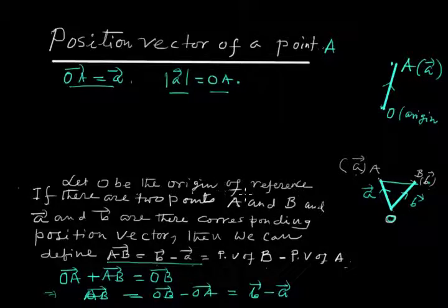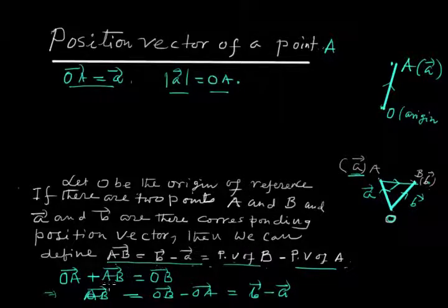Now let O be the origin. Here we are taking two points A and B, and their corresponding position vectors are A and B. Now, by using vectors A and B, we want to find the vector AB. We write that vector AB is equal to B minus A, that is, the position vector of B minus the position vector of A.